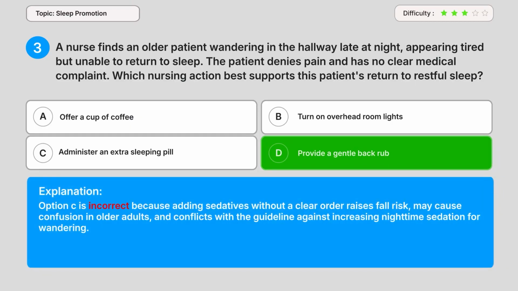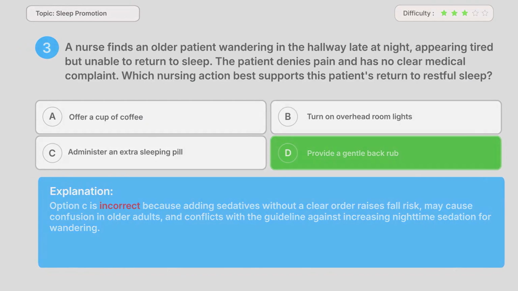Option C is incorrect, because adding sedatives without a clear order raises fall risk, may cause confusion in older adults, and conflicts with the guideline against increasing nighttime sedation for wandering.